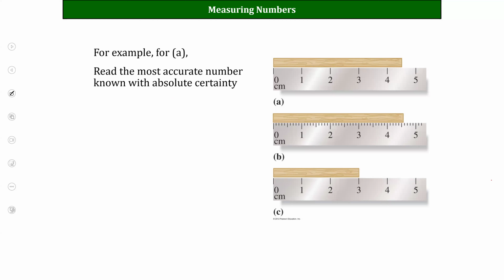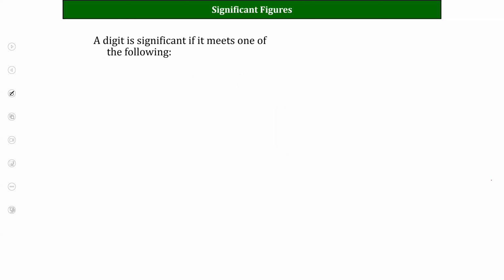Last concept then for this class. How do we know how precise a number is? We know how precise a number is based on how many digits are measured. Those are what we call significant digits. Okay, so first off, what's the difference between accurate and precise? Or is there a difference?